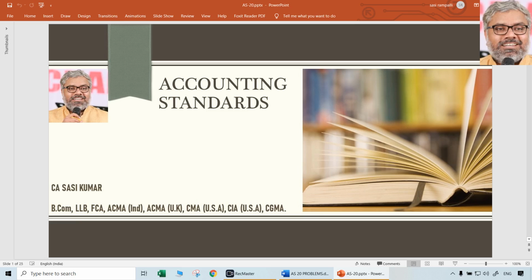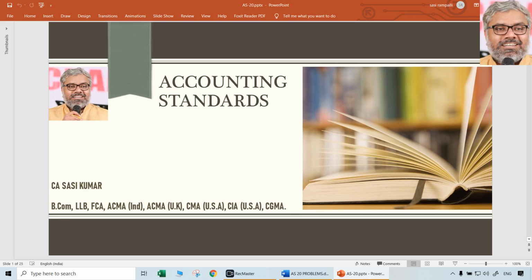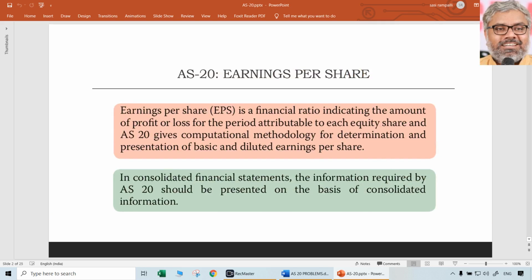In the earlier session, we discussed some of the conceptual aspects related to earnings per share, that is AS20. Let us solve some of the problems of AS20 in the current session. But before that, let us quickly recapitulate what AS20 was talking about.